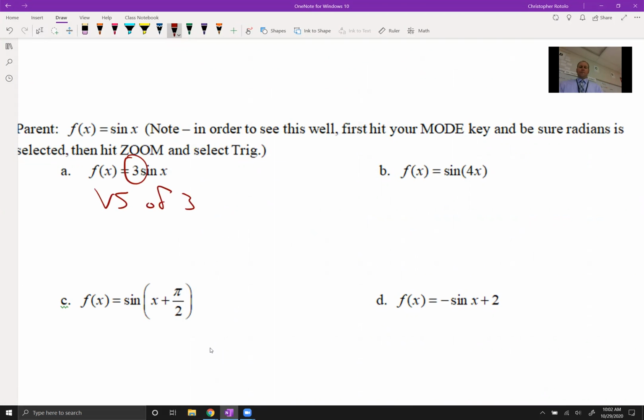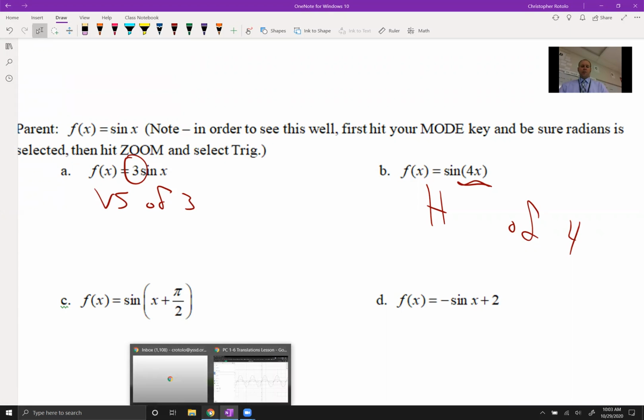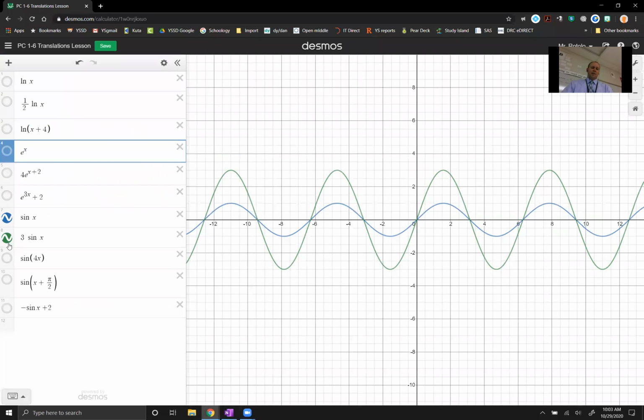We made it taller. In the next one, we're going to take 4, and notice it's on the inside. So this is going to be horizontal. We know it's of 4, but here's the idea that we're still working out. Is that going to be a horizontal stretch or a horizontal compression? That's what I have these graphs in here to try and help you out with. Here's the original, here's our parent again.